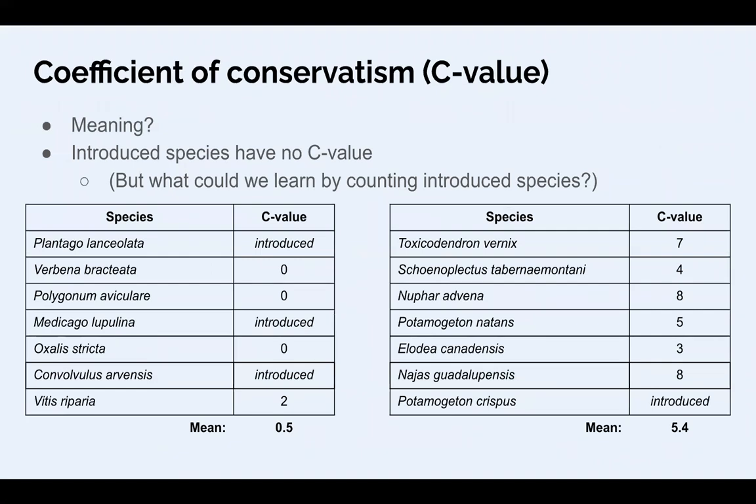All right, our last kinds of values we're going to get are based on this coefficient of conservatism. And this is a value that you can get for species. This is a value that's been developed independently in different parts of the country. So there's a set of C values, these coefficients of conservatism for Wisconsin species that have been developed by Wisconsin ecologists. And the range for the C value runs from 0 to 10. And it's basically an estimate of how likely you are to find that species in a pristine natural habitat.